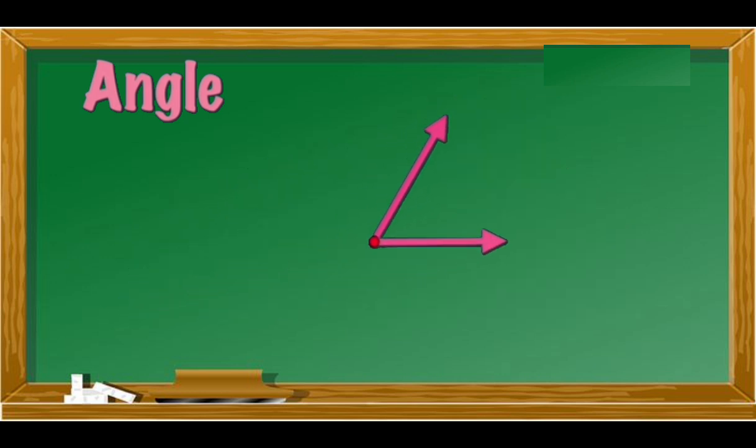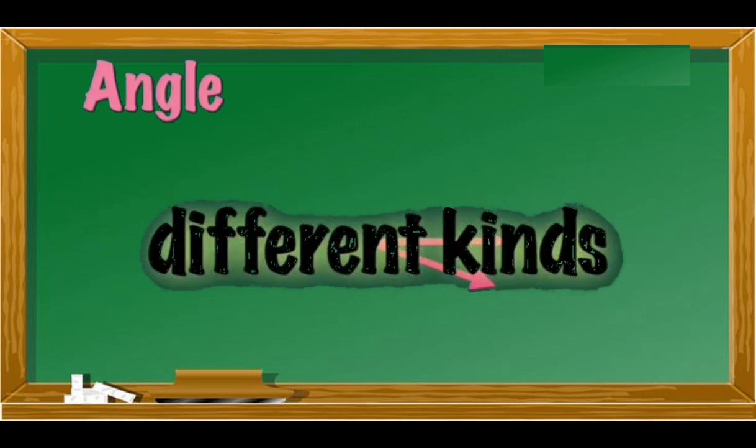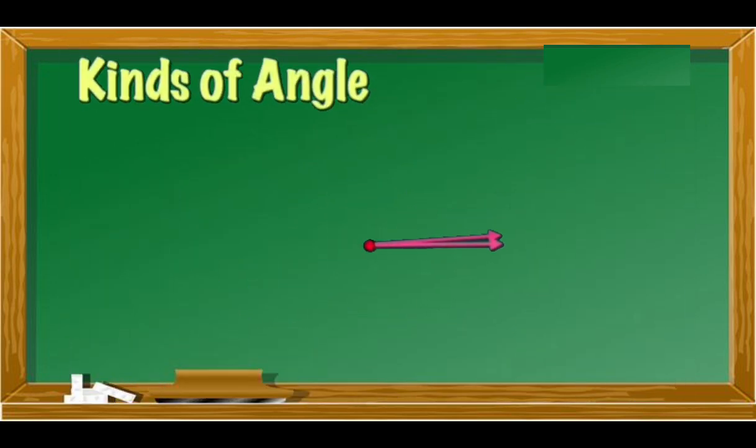The sides of the angle can take any position. It can be as wide as 20 degrees, 60 degrees, 90 degrees, 150 degrees, or even wider depending on the position of the sides. These tell us that there are different kinds of angles. Let's learn more about them.